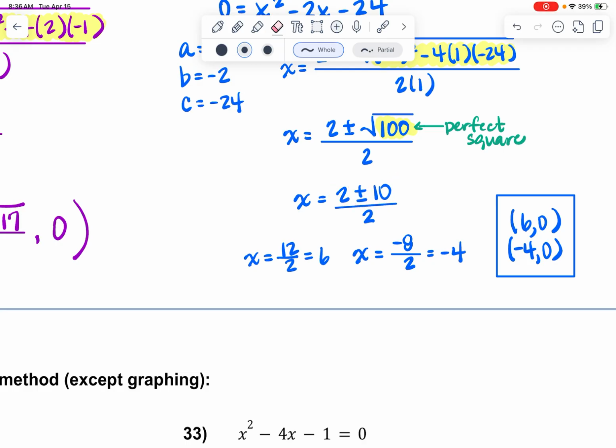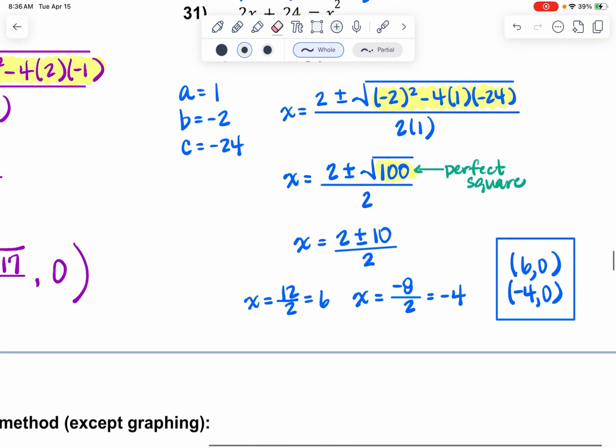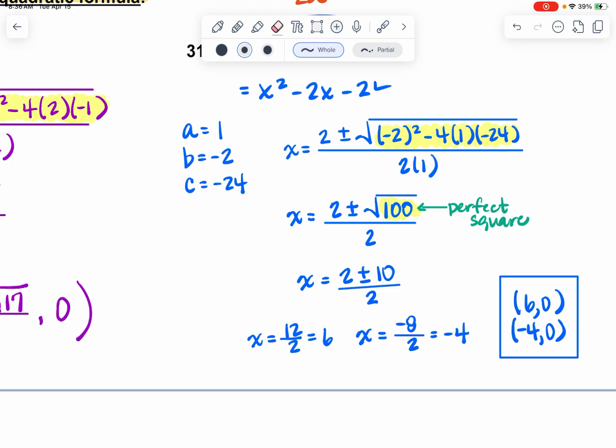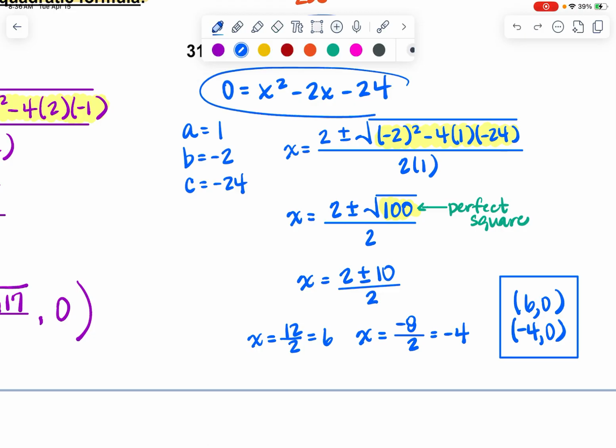Okay, and again, you can totally type that into Desmos, but you want to type in this equation right after it's in standard form. Type it into Desmos and go check. Does it pass through 6 and negative 4? Right, it takes 5 seconds.